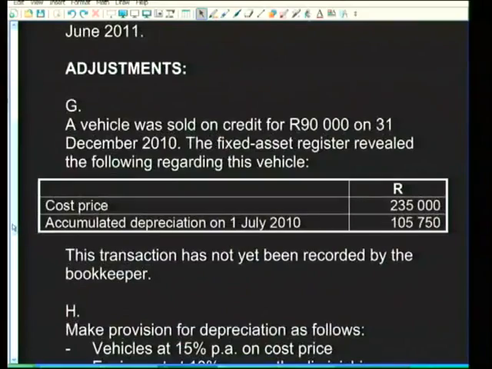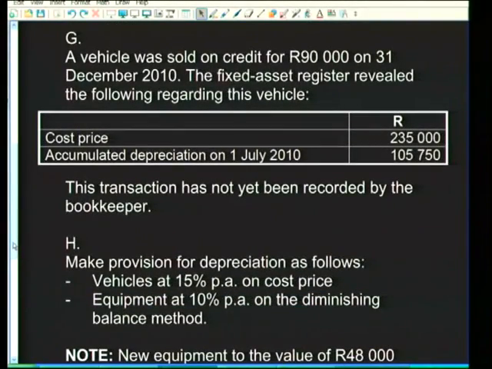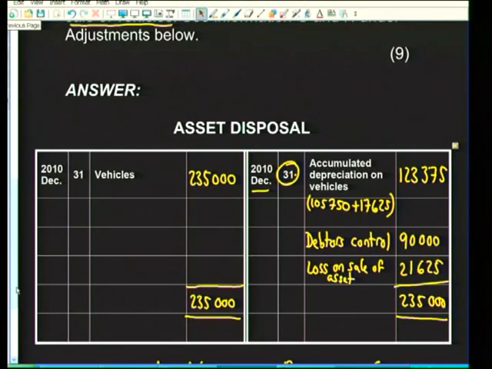Welcome back. We've got quite a number of adjustments that we still need to do, so let's give it a try. We're now getting to adjustment G and adjustment H. In adjustment G, we did that in the first question already. You may remember that when we did the first question, we drew up the asset disposal account over here, and we calculated that there was a loss on the sale of the asset of 21625.